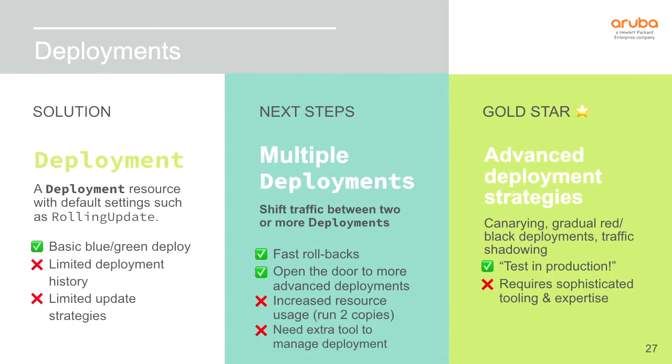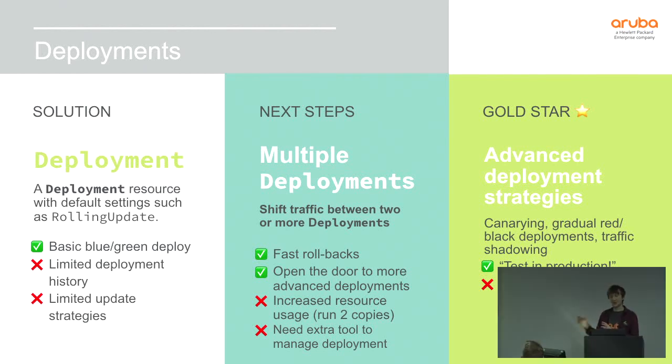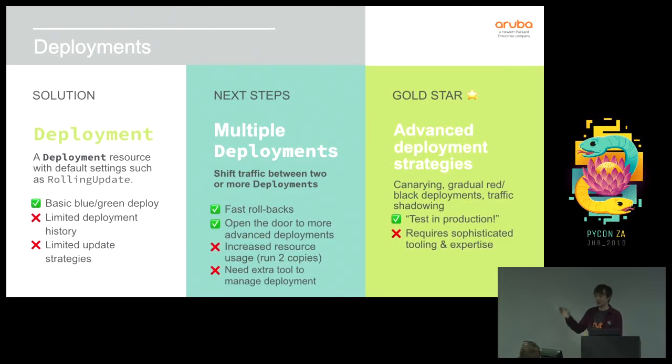So, deployments. The solution: Kubernetes has this thing called a Deployment, which is great, and will do most of the basics for you. It can do blue-green. It may not keep the history of all your deployments, depending on the options you set. There are also only certain strategies it has for switching between two sets of containers. So the next step, if you're getting more advanced, is what a lot of continuous deployment tools that integrate with Kubernetes do: they run multiple deployments, with a single deployment for each version of your application, and then switch between the different deployments through some other process.